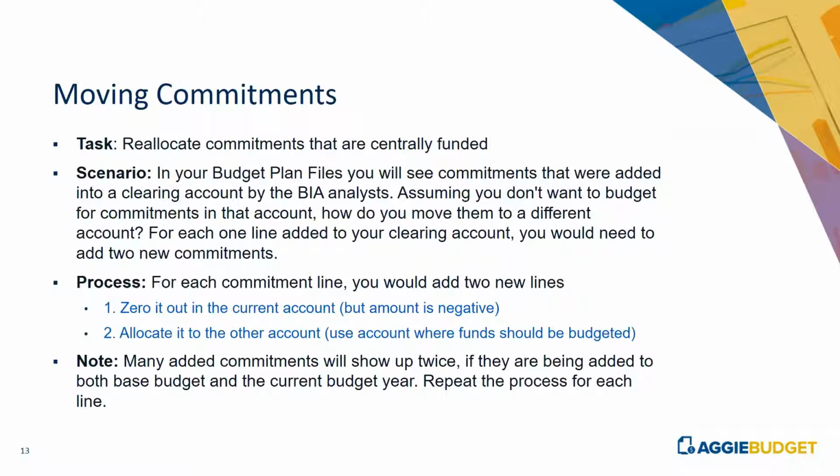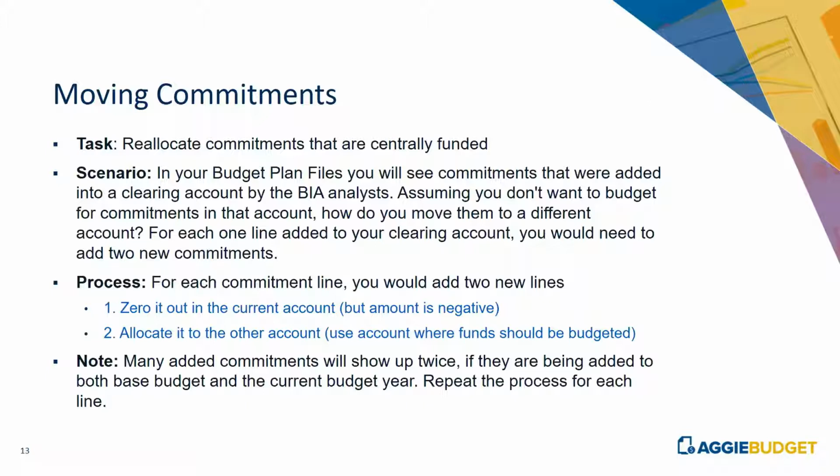So the scenario is that when you open your budget plan files, you will see that there's been a commitment added into a clearing account by the BIA analyst if that funding was awarded. And assuming that you may not want to budget for the commitments in that account, then how do you move it to a different account?